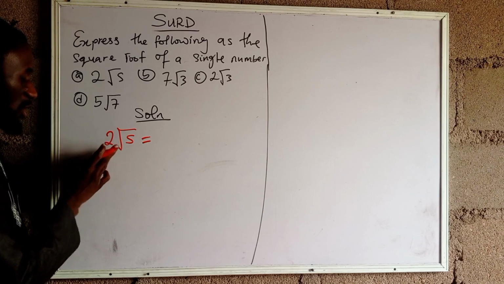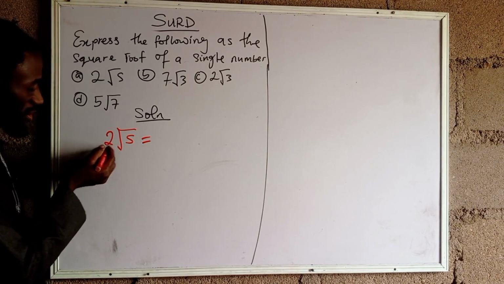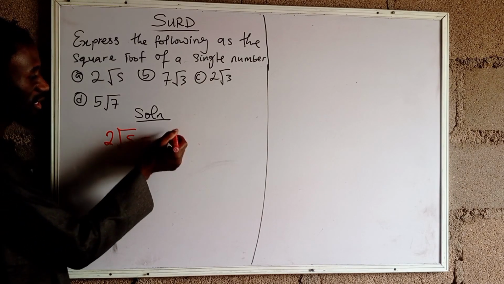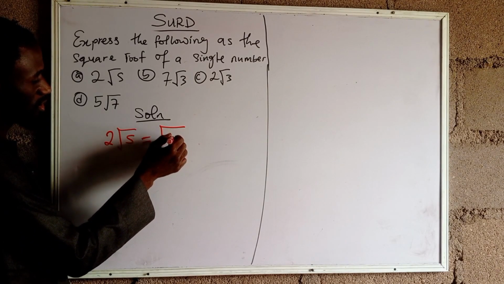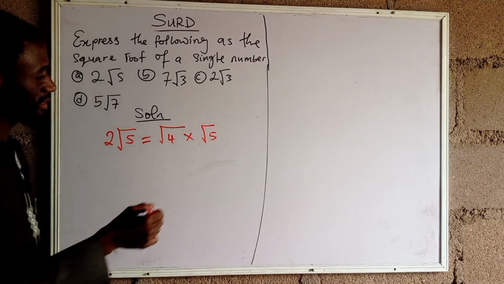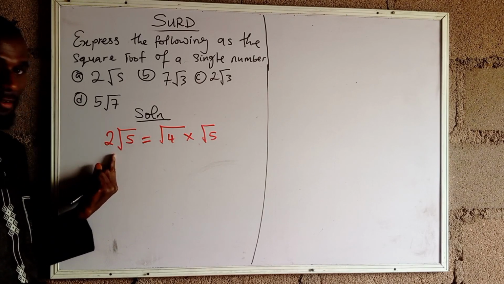We know how 2 root 5 comes. It's just a multiple of a number which is a perfect square and a surd. So we can take 2 as the square root of 4, times the square root of 5. These are the two numbers that turned into this step.